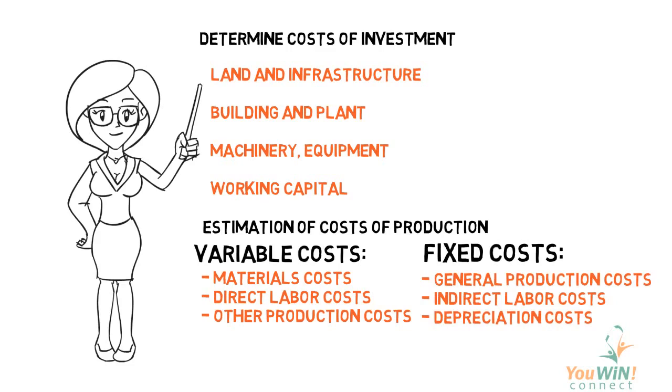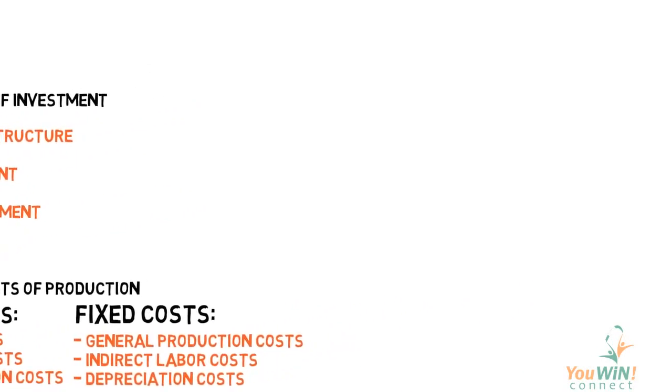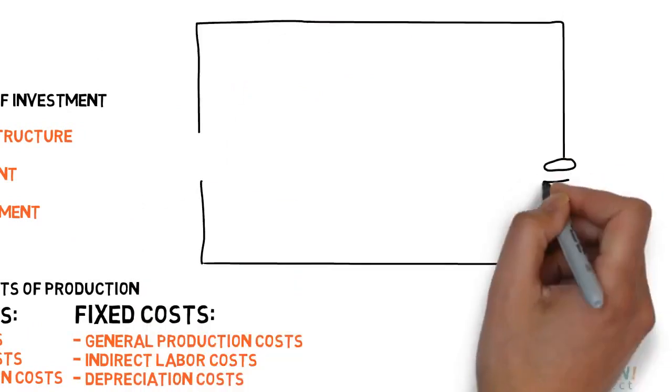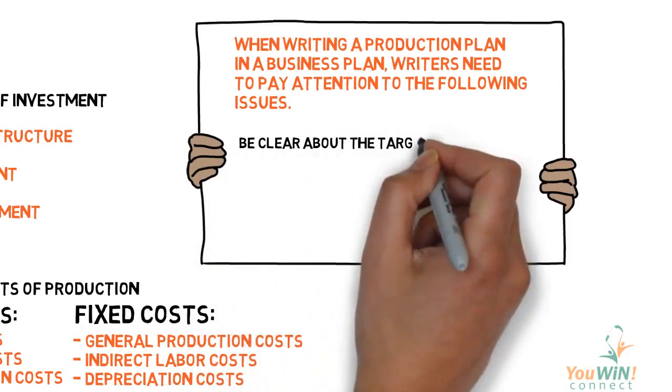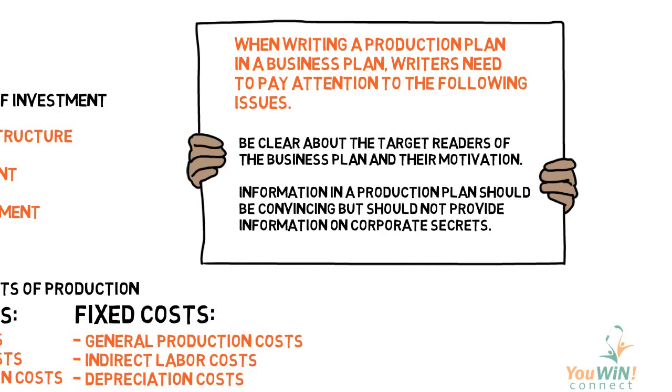In closing up the discussion on production planning, a few things that we need to note and be aware of. When writing a production plan in a business plan, we need to pay attention to two main issues. First, you have to be clear who the target readers of the business plan will be and what their motivation is. Now, if their motivation is simply for investment evaluation, you want to be careful the kind of information that you put in the production plan.